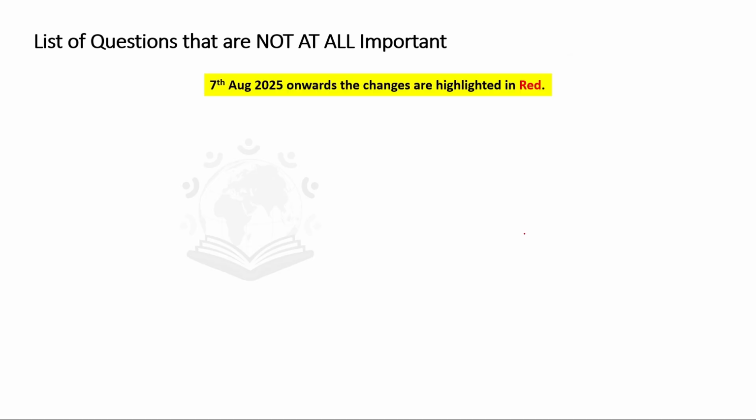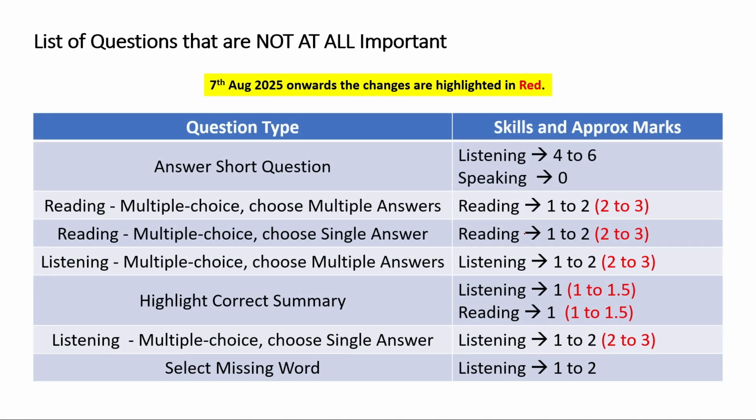As mentioned earlier, these changes will take effect from 7th August 2025. So the scoring criteria will be slightly changed for reading MCQs and listening MCQs with highlight correct summary questions. The marks will be increased by 2 to 3. Earlier, it was just 1 to 2 marks. Even though this scoring criteria has changed, it will not make a huge impact on your overall scores. So you can still consider these questions as not so important questions.